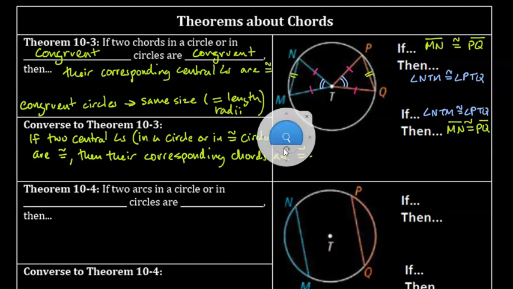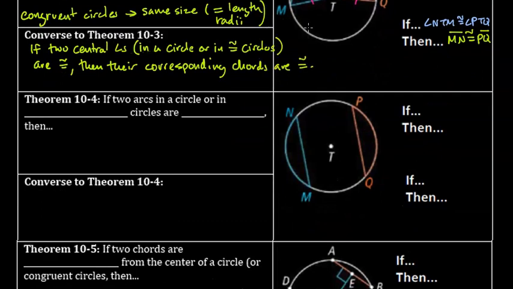From that, we can actually create theorem 10-4, which is going to look like this. If two arcs in a circle or in congruent circles are congruent. So now we're saying, in this picture, let's suppose that arc PQ is congruent to arc MN. Then what would have to be true? Well, we can reason our way through what would be true.